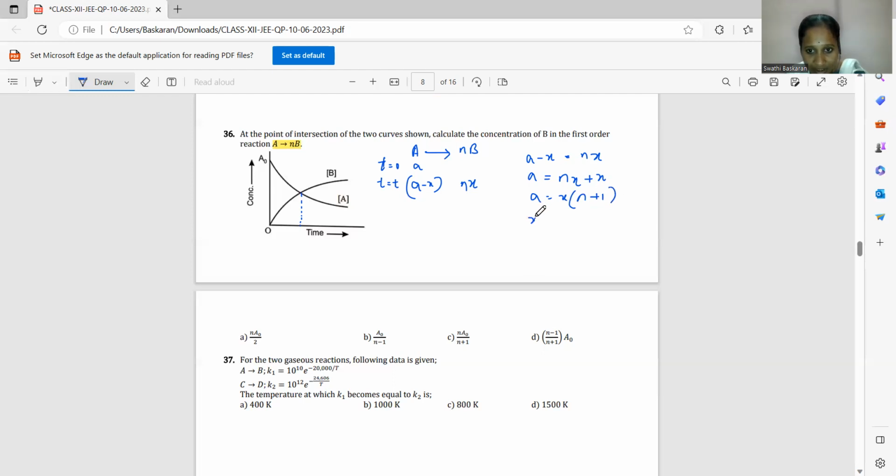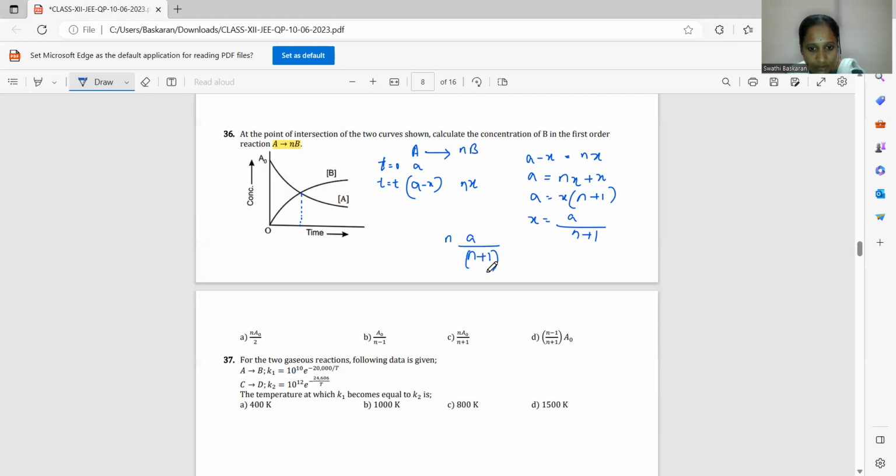So now x is equal to, what is the value? a divided by n plus 1. So now substituting the value of x here, it will become n into a. So the final answer is coming out to be n moles of a by n plus 1.